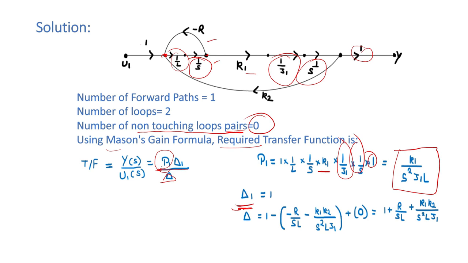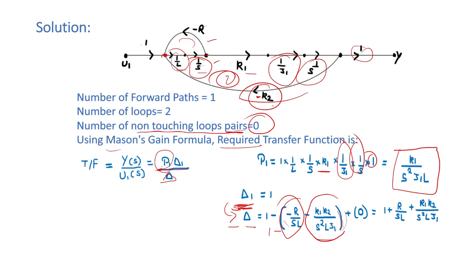And then delta 1. Before calculating delta 1, first calculate delta. Delta is 1 minus the sum of individual loops. The loops are this one, which is minus R into 1 upon L into 1 upon S. This is your first loop. And this is your second loop, which is 1 upon L into 1 upon S into K1 into 1 upon J1 into 1 upon S into K2. Here I forgot to write minus, so it is minus K2. So when you write it here, this is your second loop, and since these two loops are touching each other, the number of non-touching loops is 0. Therefore, we will not continue further because everything will be 0 here.